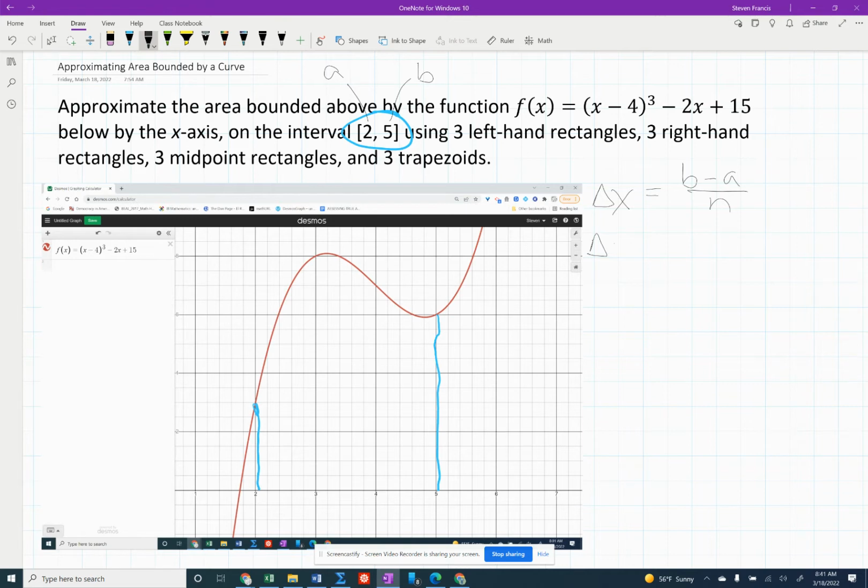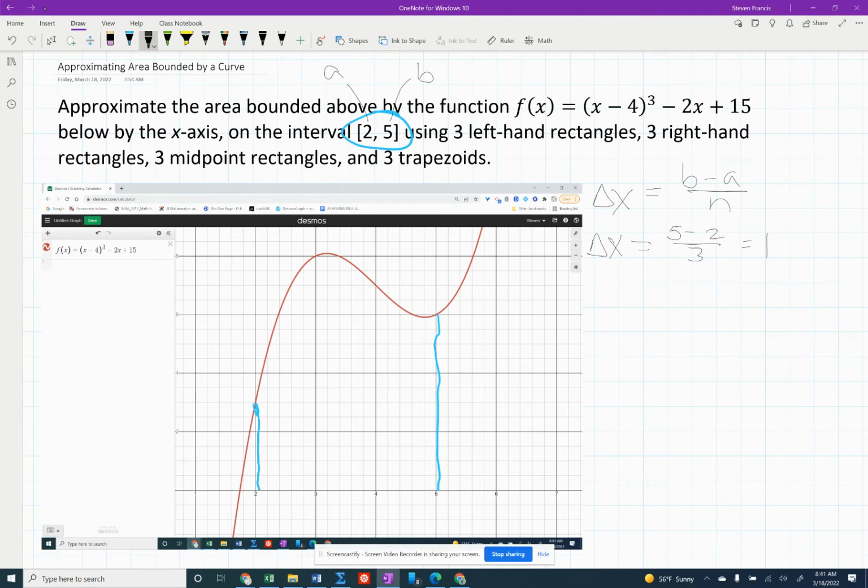And I made it, like I said, an easy example for the calculations here, because I want you to understand the process more than I want you to be bogged down by the complicated numbers that might come up. So numbers for some of this are going to be fairly easy to generate. B is 5, the right-hand endpoint. A is 2, the left-hand endpoint. And n is 3, the number of rectangles or trapezoids that we're going to be using. And since 5 minus 2 is 3, divided by 3, the width of our rectangles is 1, which is going to make the calculations nice and easy in part of this process.